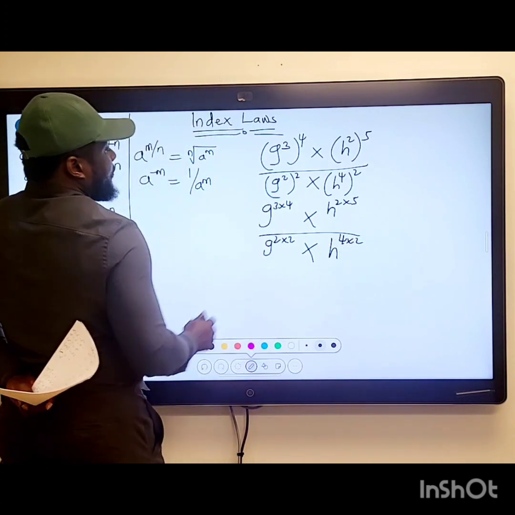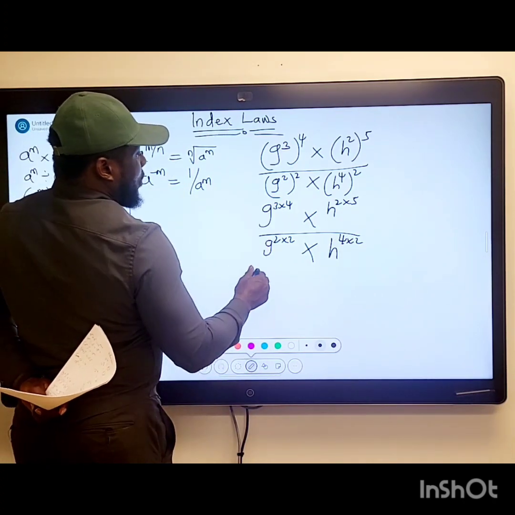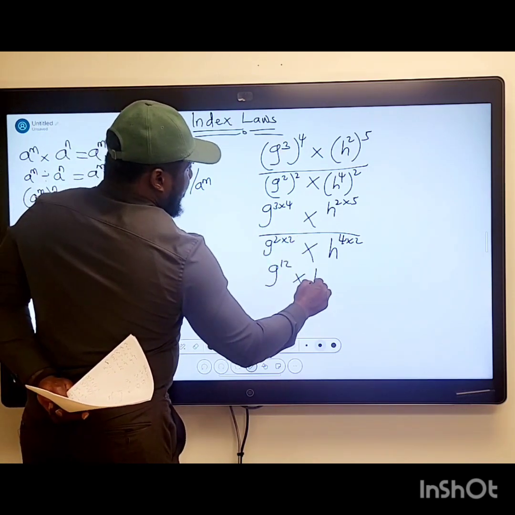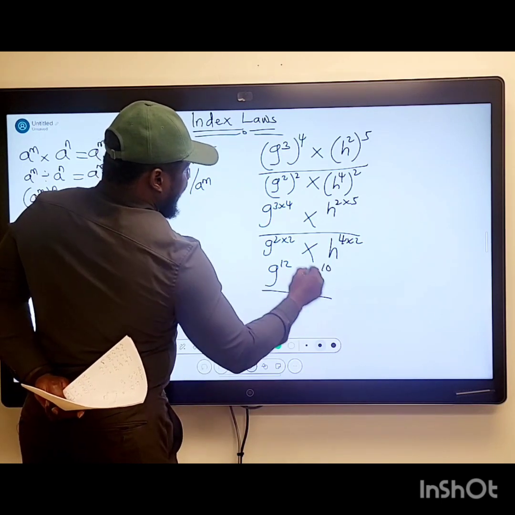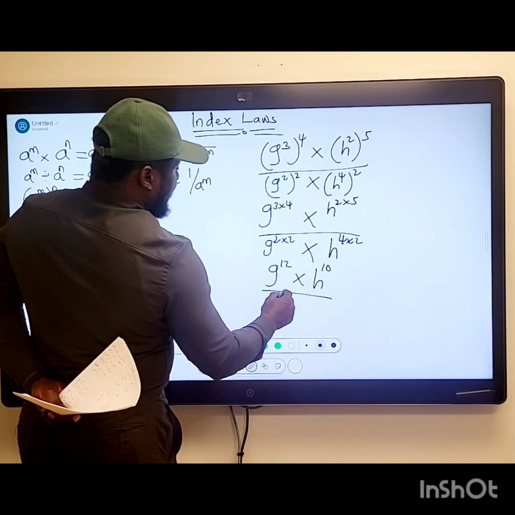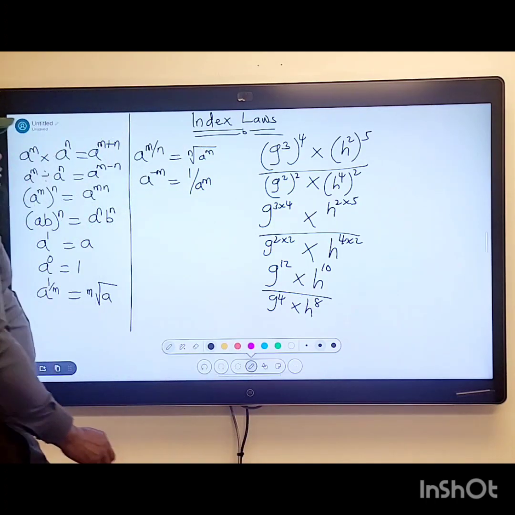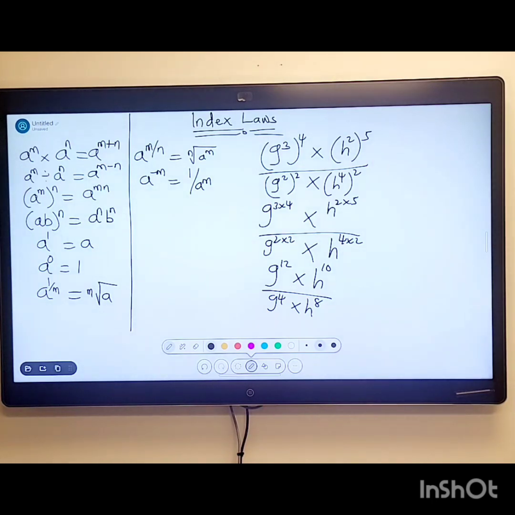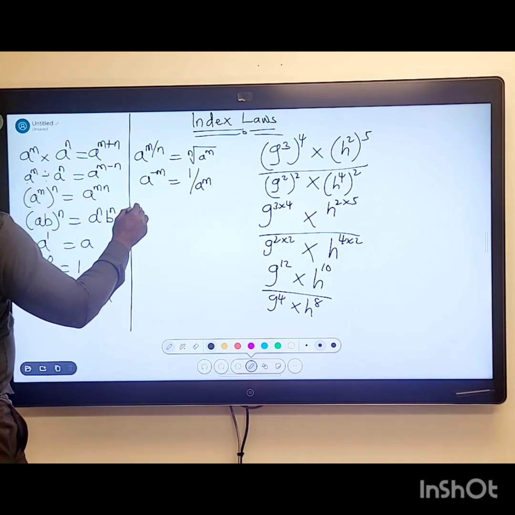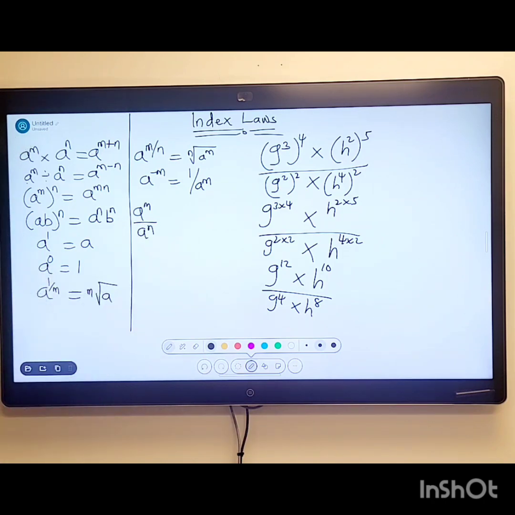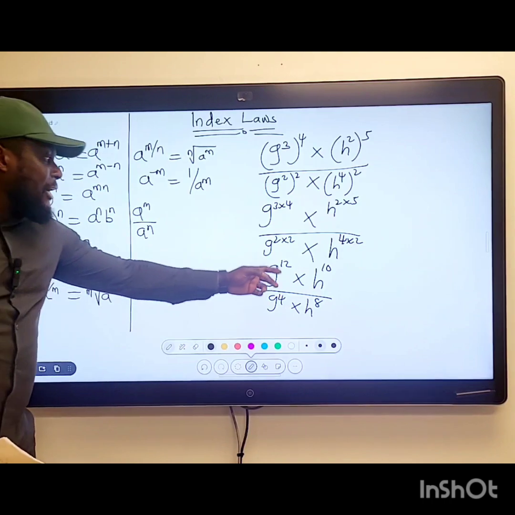Okay, so if you do that, this will give us G raised by 12 times H raised by 10 divided by G raised by 4 times H raised by 8. Now, if you look at this right now, it's resulting into this. Remember that this law, m raised to power m, is the same thing as this, divide.